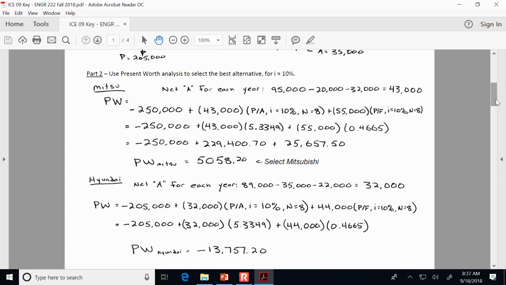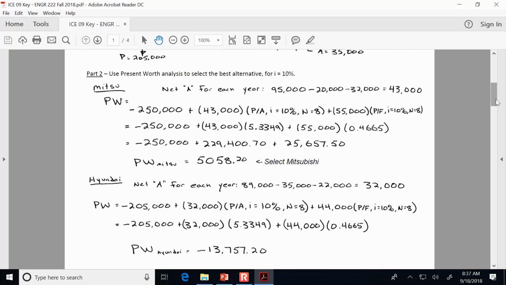So in the end, the reason why we select Mitsubishi as the best alternative is we go back to our criteria. So the criteria is choose the alternative with the highest positive present worth. Well, we could immediately reject the Hyundai because what the Hyundai alternative tells us is actually you're not even breaking even with the Hyundai. And so the Mitsubishi is the best alternative because it has the highest positive present worth.